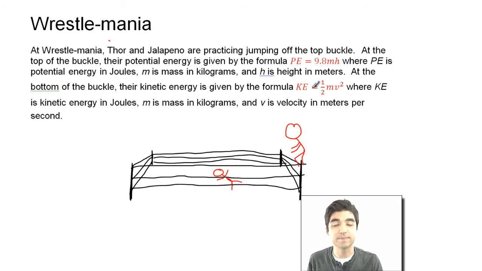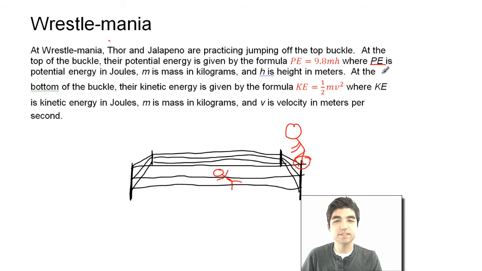And the most important concept is, let me just read it. So at WrestleMania, Thor and Jalapeno are practicing jumping off the top buckle. At the top of the buckle, this is a buckle right here, at least I think that's what it's called, their potential energy is given by the formula PE equals 9.8 mass times height, where PE is potential energy.